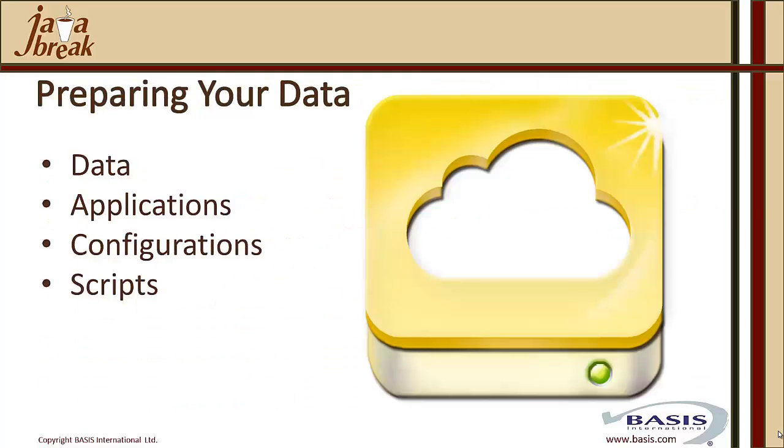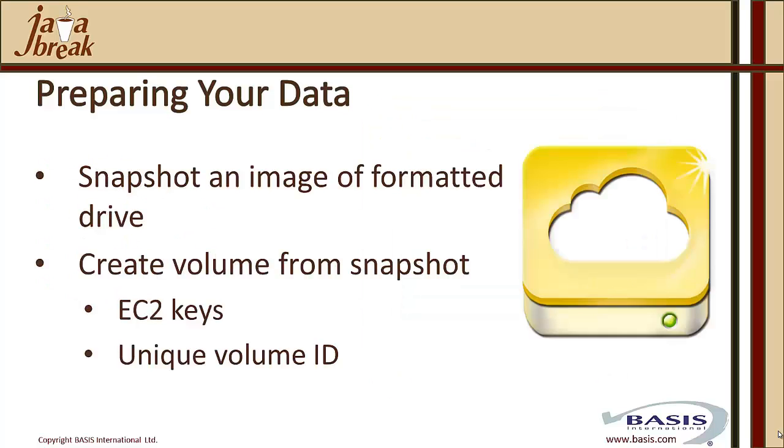When we talk about preparing your data, we're talking about your data, applications, configurations, and your scripts. The first step is to use the snapshot of a formatted drive, and Basis provides you with one, or you can create your own. This provides the starting point for the next step, which is to create a volume for your data from the snapshot. The authentication mechanism is accomplished by the EC2 keys, and we'll touch on that in a moment. The EC2 keys grant permission to attach the volume to the Transformer AMI. That's the cloud machine. The unique volume ID defines what is being attached to the cloud machine.